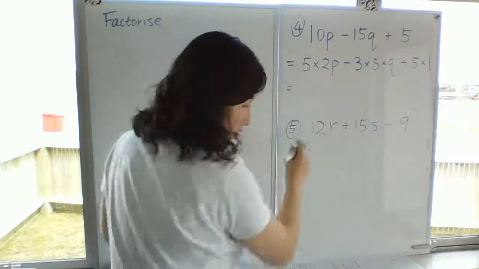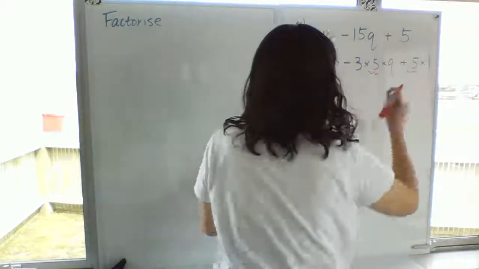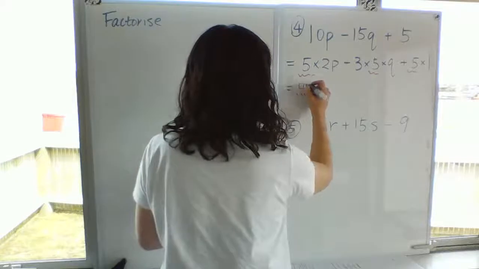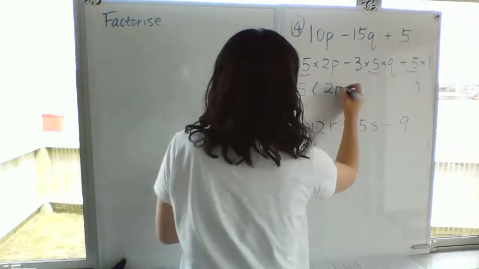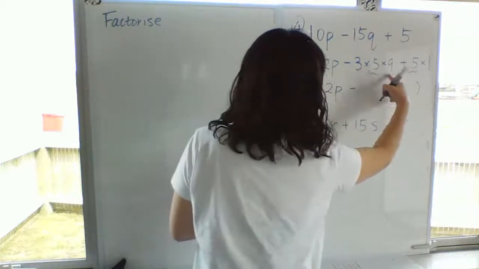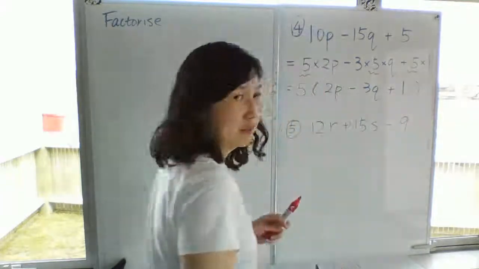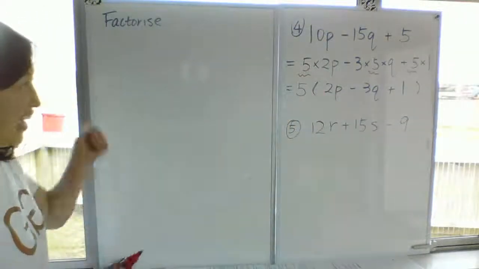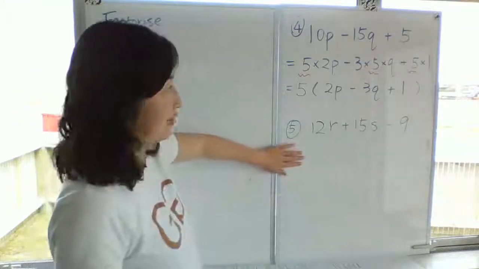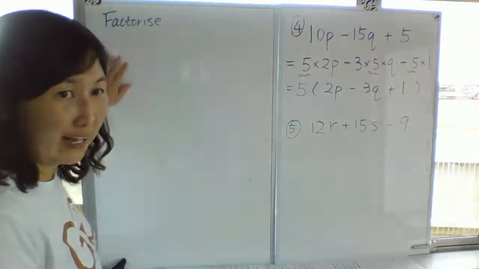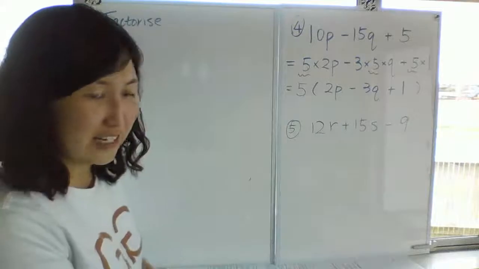Okay, now I can see the common factor is 5. So I'm going to underline it. And that means I got a set of common factor 5, put the brackets on, and therefore you have 2p left. Take away 3q and plus this 1. Okay? Yay, good job. Okay, now let's try the next question, question 5 here. And I'm going to write a few more questions on the left-hand side. And I think you guys should be good at factorizing it. Okay?